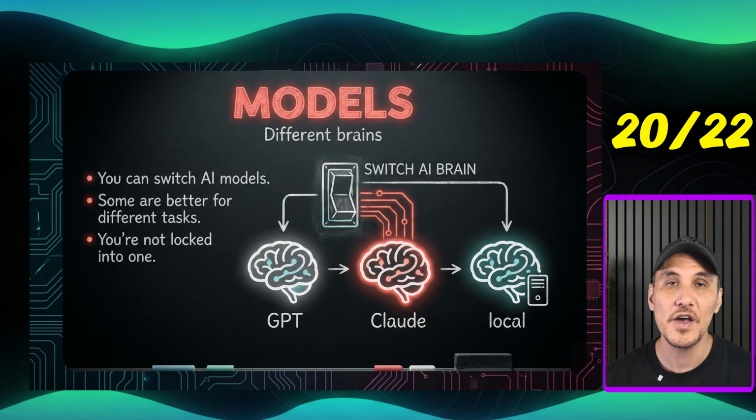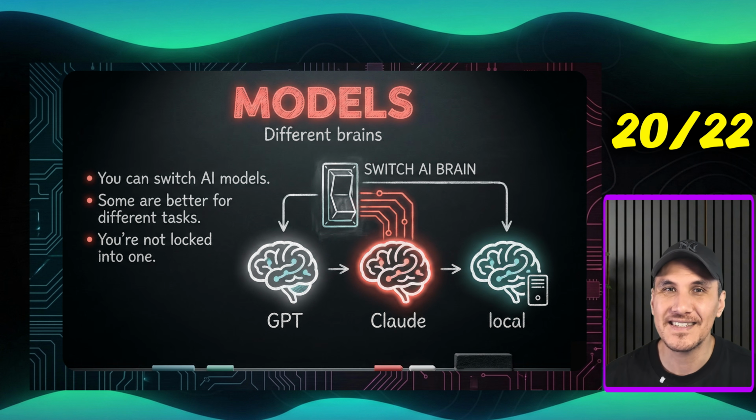Now think of AI models like switching between different brains. You're not just stuck with one, and each one is better at different things. For quick tasks like chatting, brainstorming ideas, or writing emails, models like GPT-4 or 5 are a great choice because they're fast, easy to use, and strong across a wide range of everyday tasks.